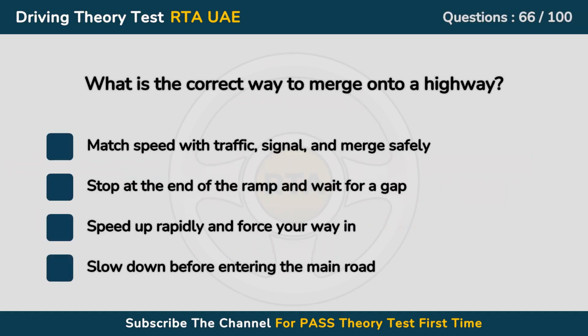Question 66. What is the correct way to merge onto a highway? A. Match speed with traffic, signal, and merge safely. B. Stop at the end of the ramp and wait for a gap. C. Speed up rapidly and force your way in. D. Slow down before entering the main road.